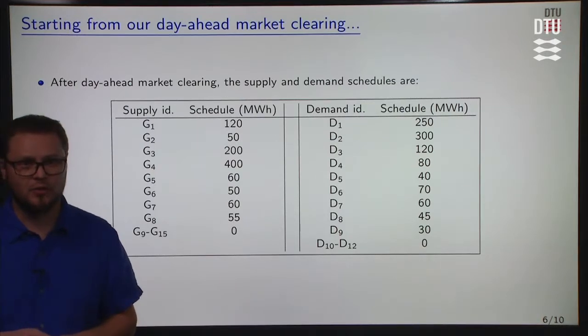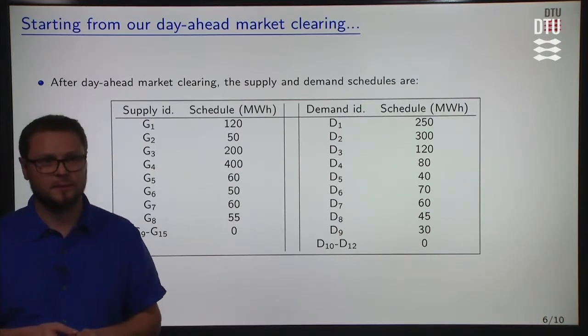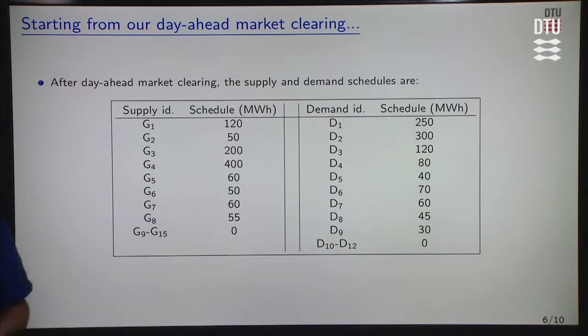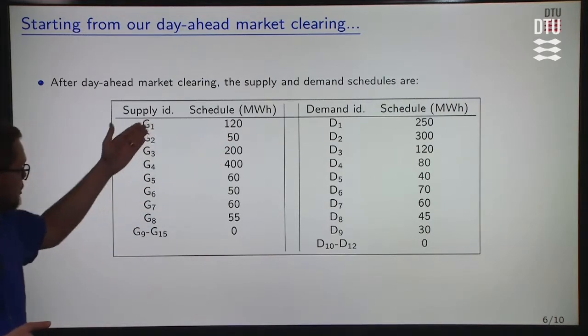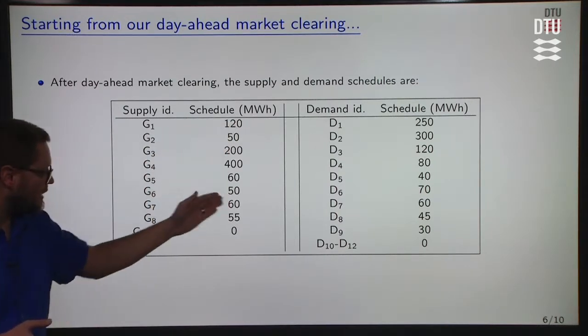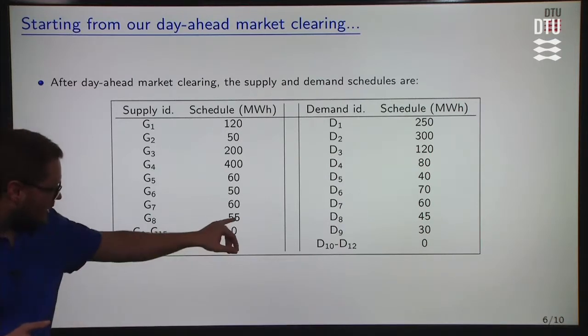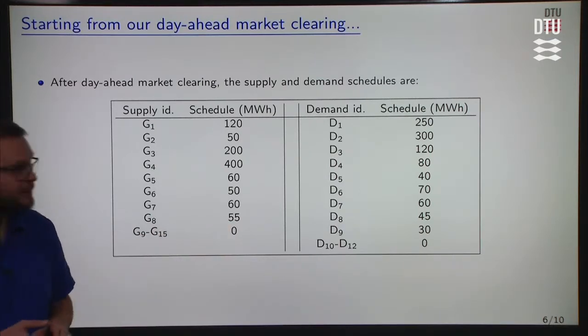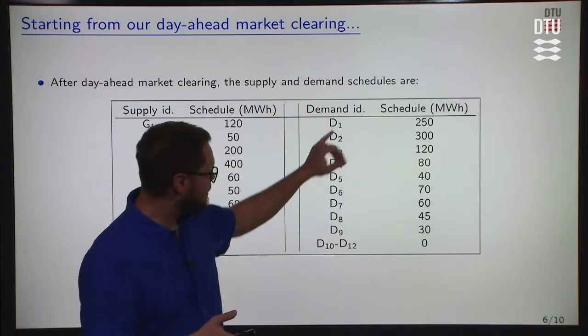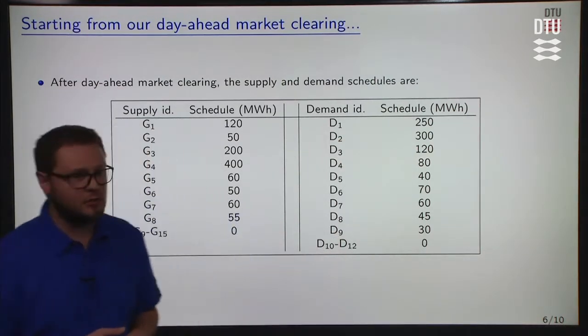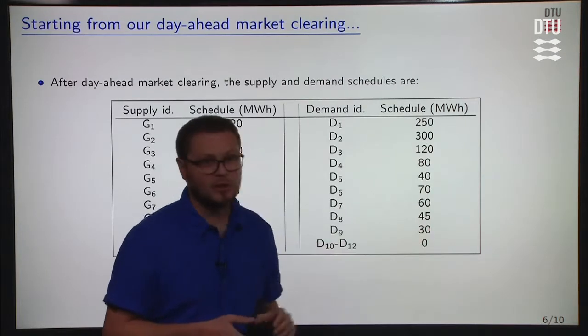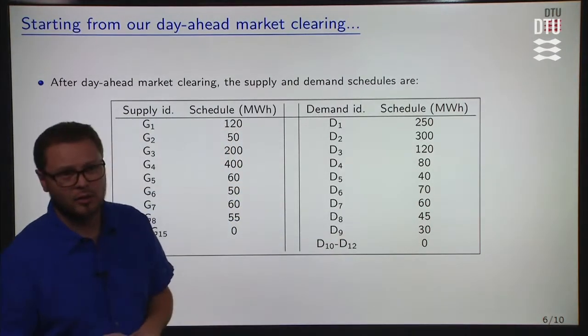Let's give a few examples so as to illustrate how this works. Remember our direct market clearing from the previous module? We have a few of the offers that were fully accepted and then scheduled. So we have the schedule from G1 to G7 in megawatt hour here, and the last offer of G8 was partially accepted at the level of 55 megawatt hour. On the demand side, D1 to D9 were fully scheduled, and these were the amounts they were supposed to consume for the hour of interest.